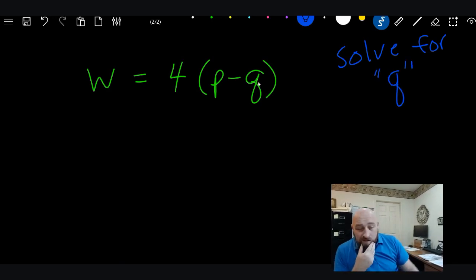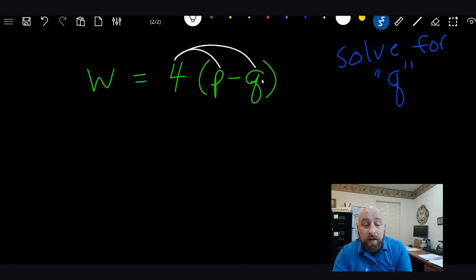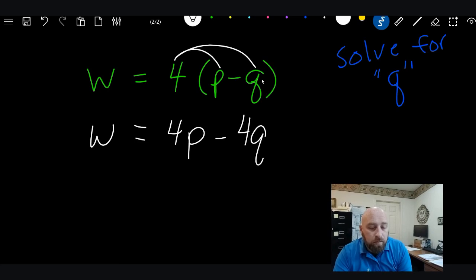Well, they're getting more and more complicated, right? Well, sometimes what we have to do is we actually have to do what we can do. Remember that step. In this case, we are going to go ahead and distribute this. This is going to make it easier for us to solve. 4p minus 4q.